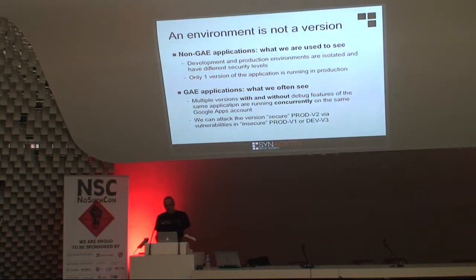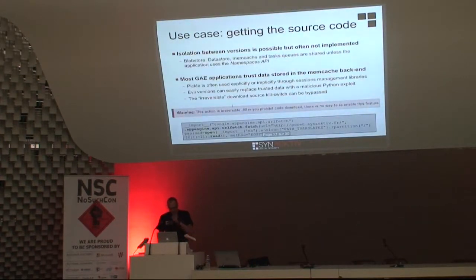So here, the typical thing is, instead of attacking the production environment, which is without debug feature, which is more hardened, you can just target the development environment and then try to bridge from one environment to the other environment, which in terms of Google App Engine is switching from one version to the other version. So here there is a mix between environment and version. And so let's say we are attacking a development version and we are trying to pivot to the production version. So this is what I'm just talking about.